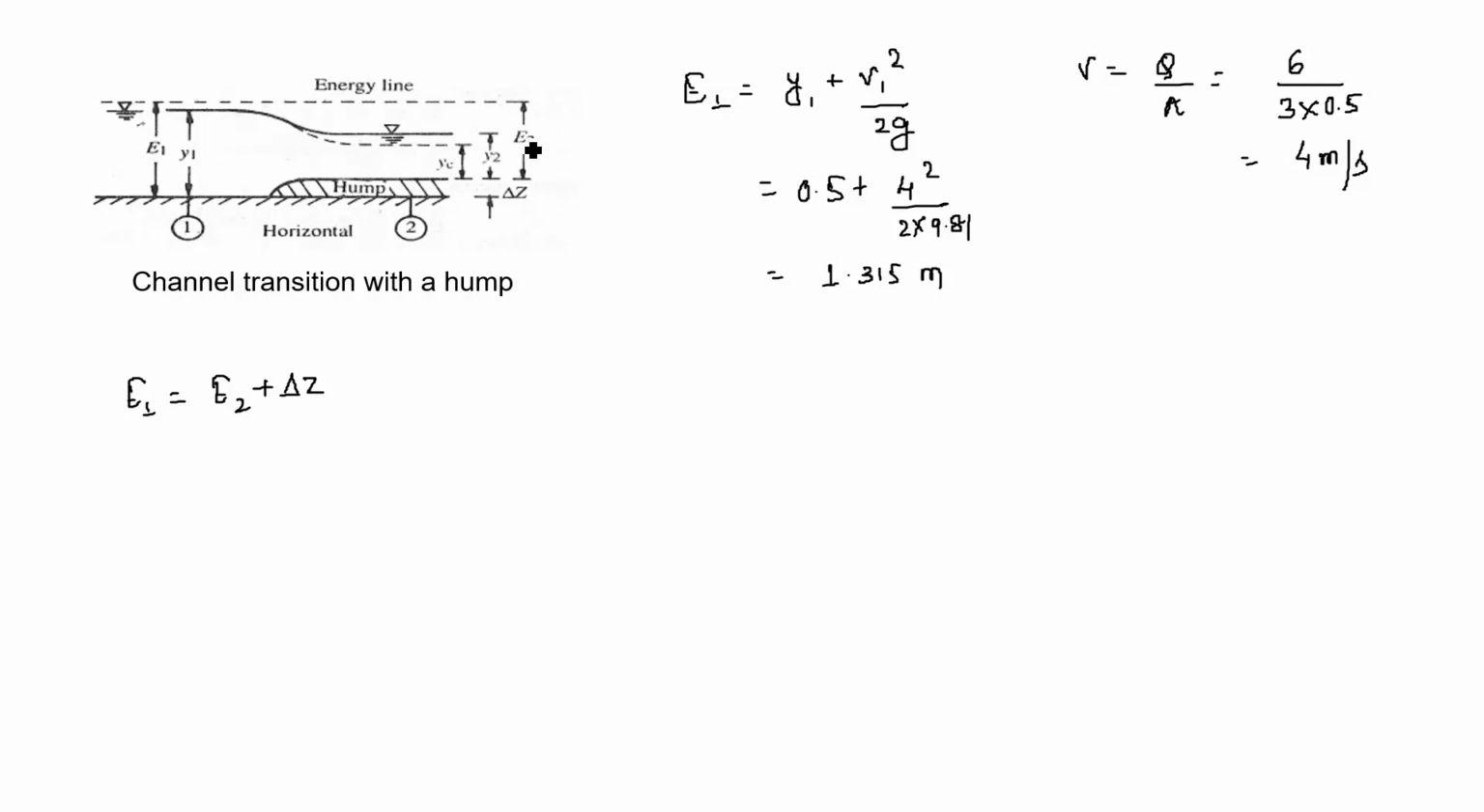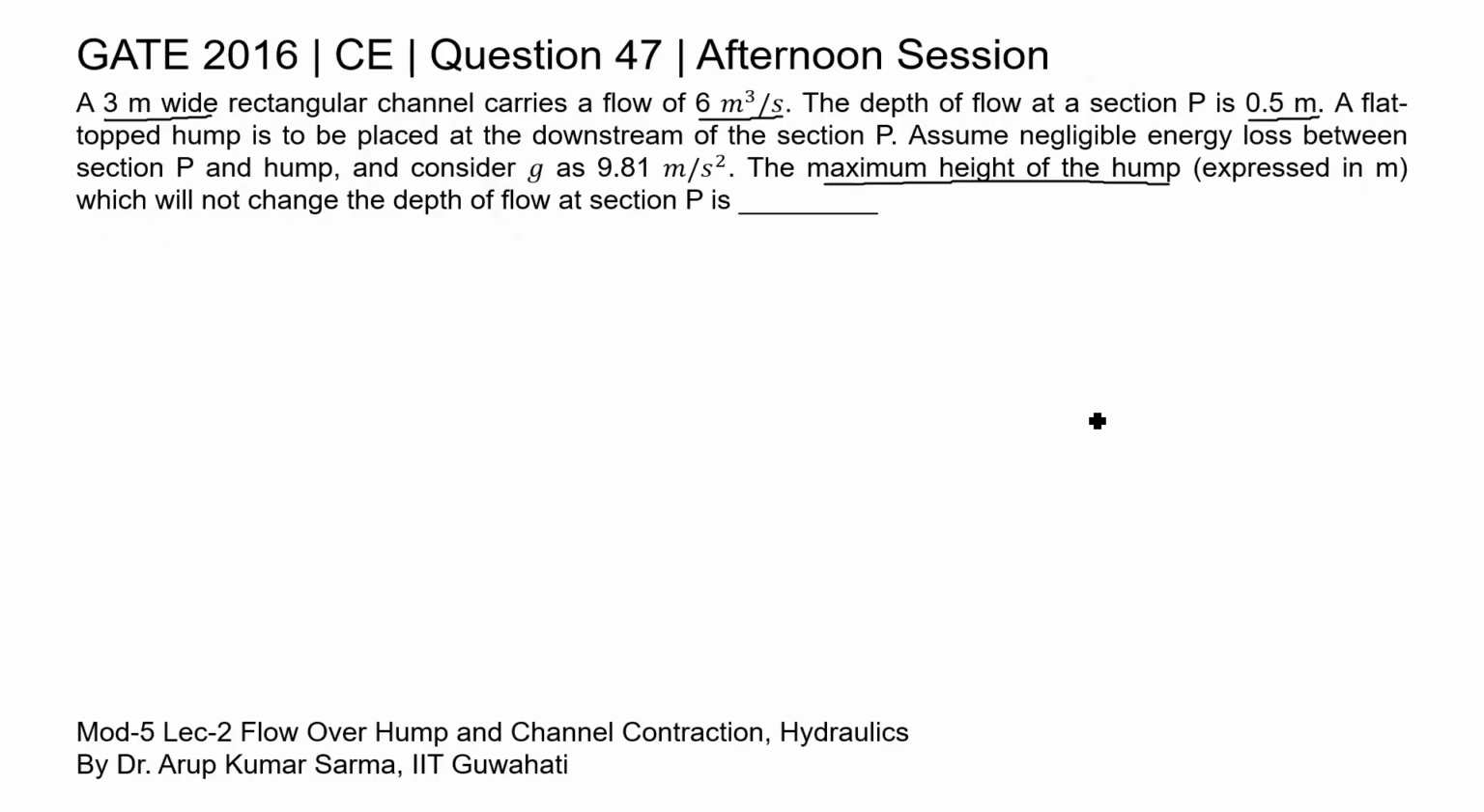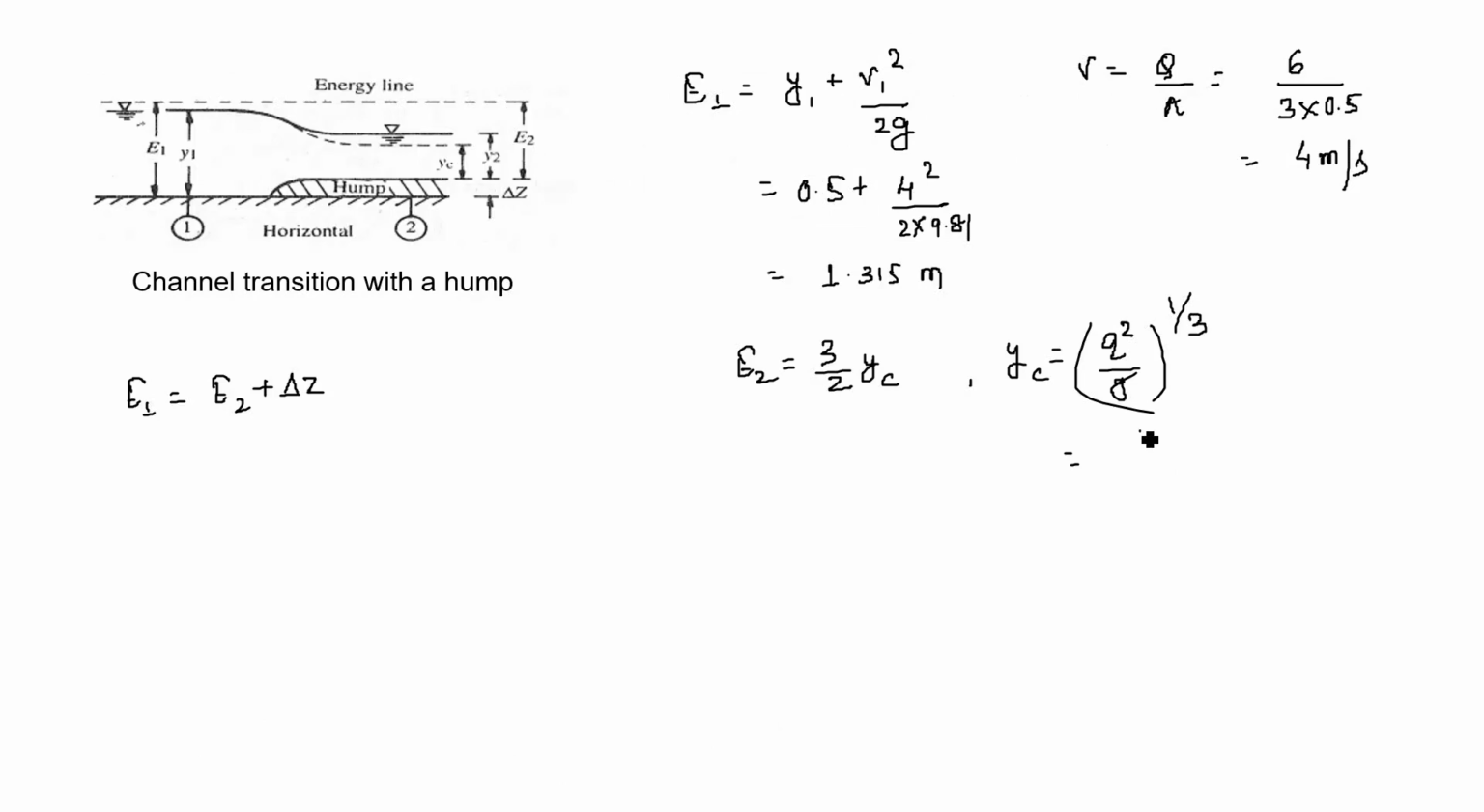Now E2 value. The E2 value can be found in the form of critical depth of the flow, Yc, and we know there is a relationship between Yc and discharge. First, we know the relationship between the energy and critical depth, which is 3 by 2 Yc, and we know this Yc is equal to q, that is discharge per unit width, q square by g, to the power 1 by 3. Here discharge is given as 6 meter cube per second and total width is 3 meter. So we can write discharge per unit width 6 by 3, square, divided by g, that is 9.81, to the power 1 by 3. After calculation, we will get Yc as 0.7415 meter.